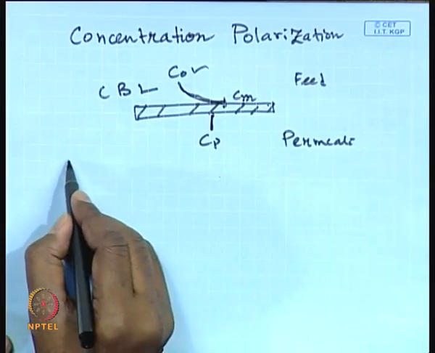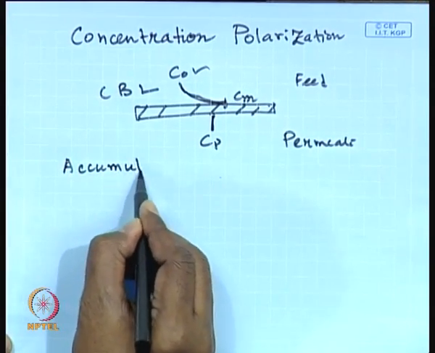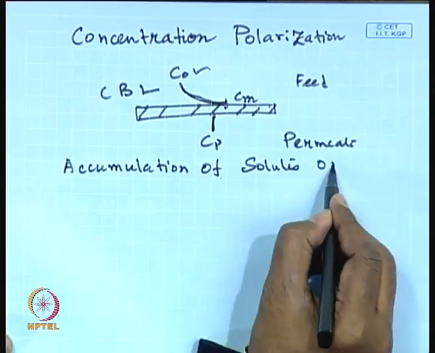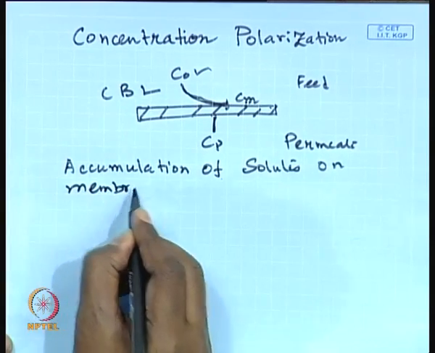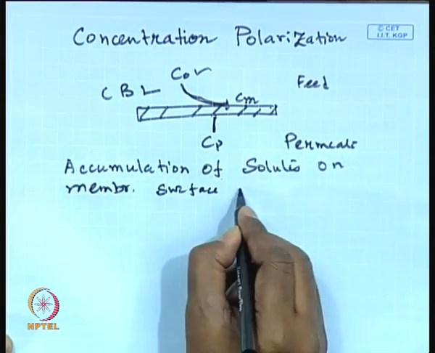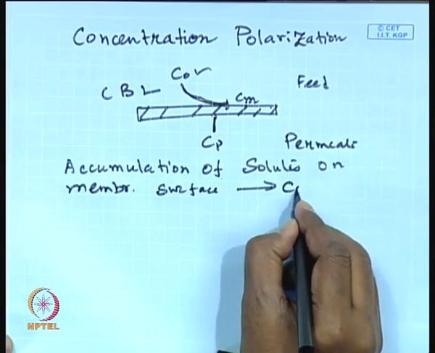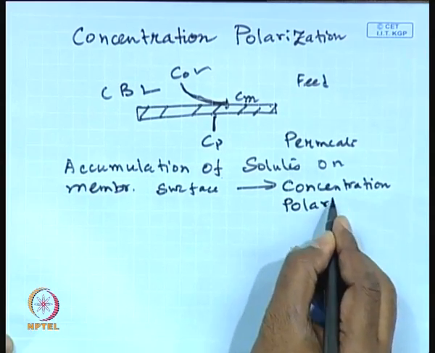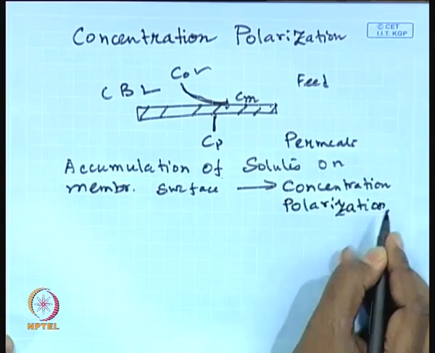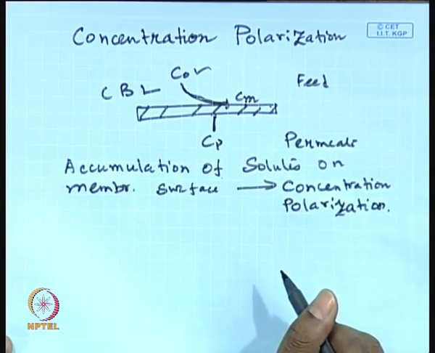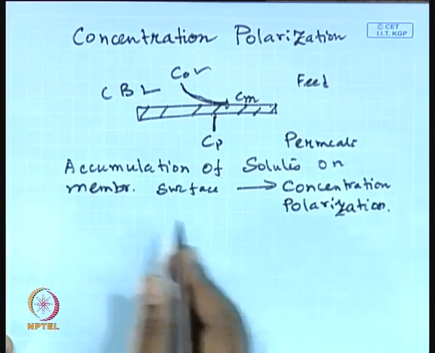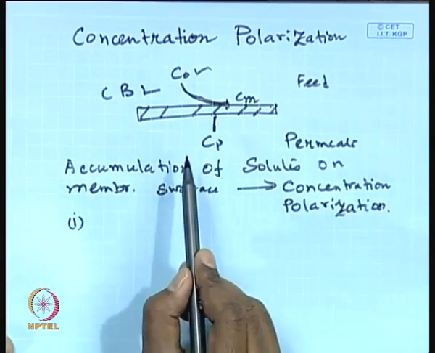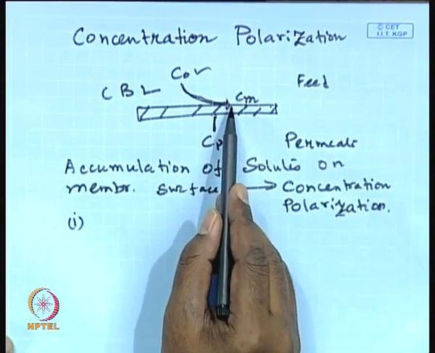So, there will be accumulation of solutes over the membrane surface. This is known as concentration polarization. That is polarization of the solute particles over the membrane surface. Now, there are several implications of this concentration polarization. First one is, more concentration polarization means more solutes will be deposited over the membrane surface. Why will there be solute concentration on the membrane surface?